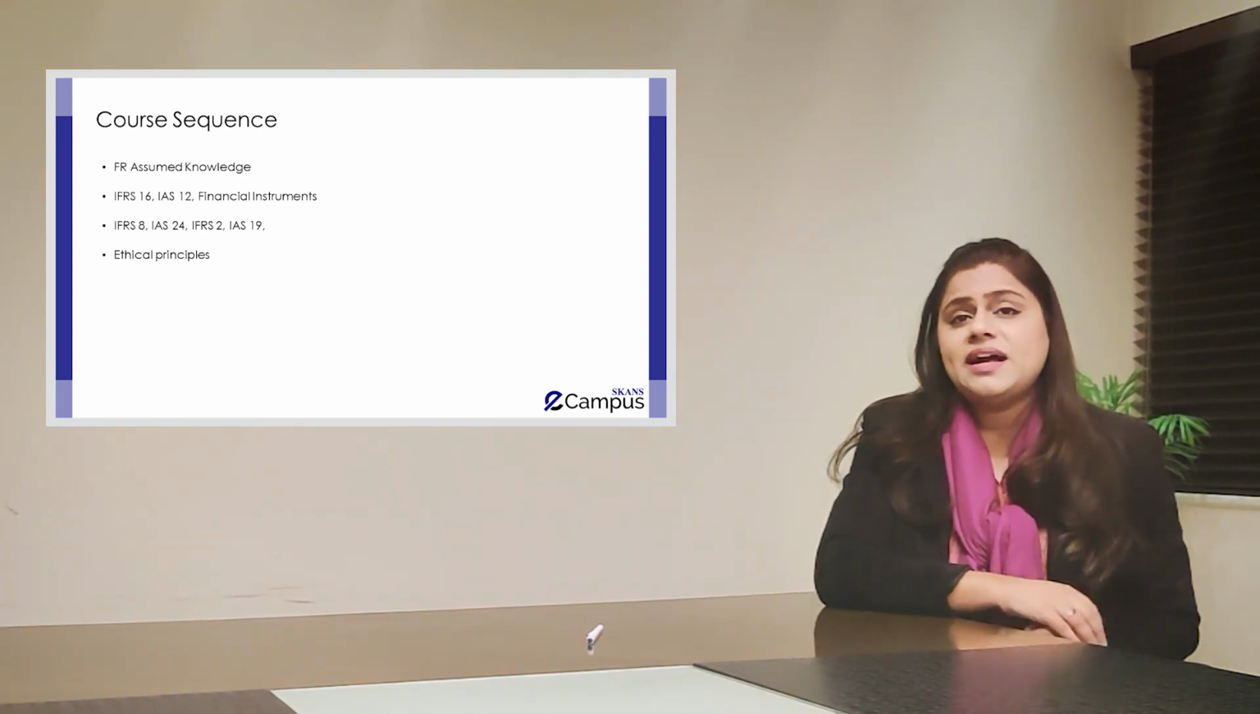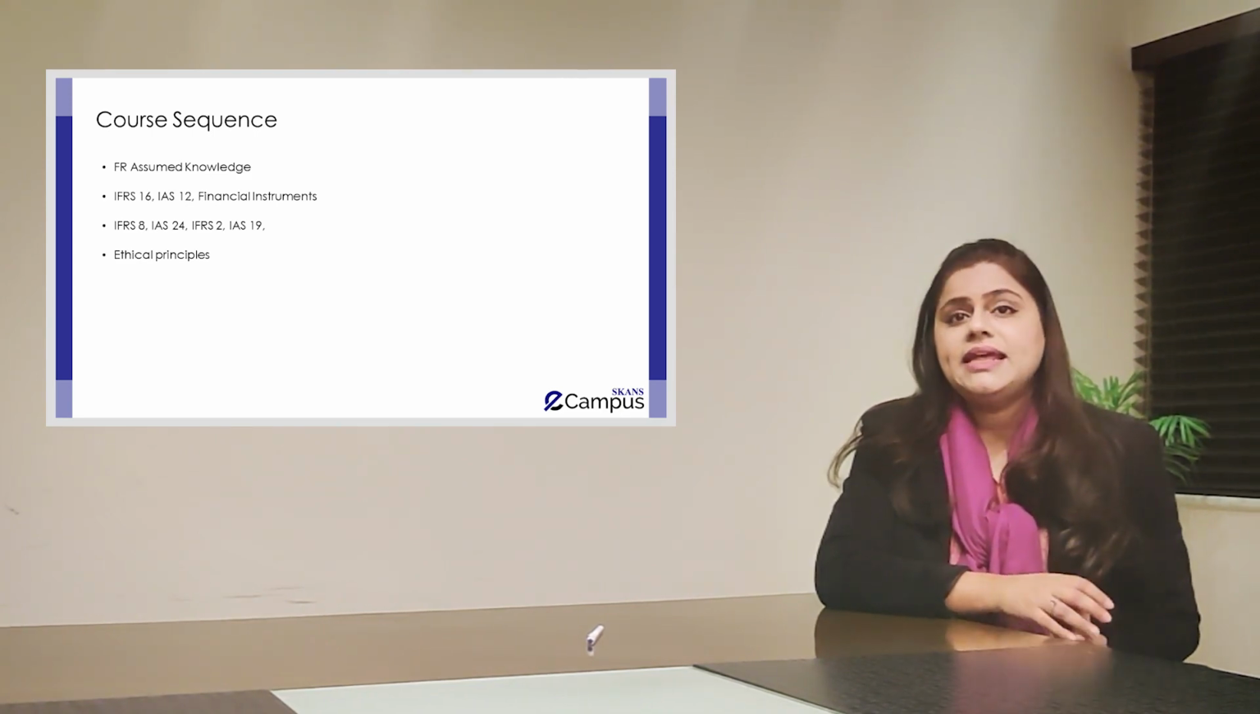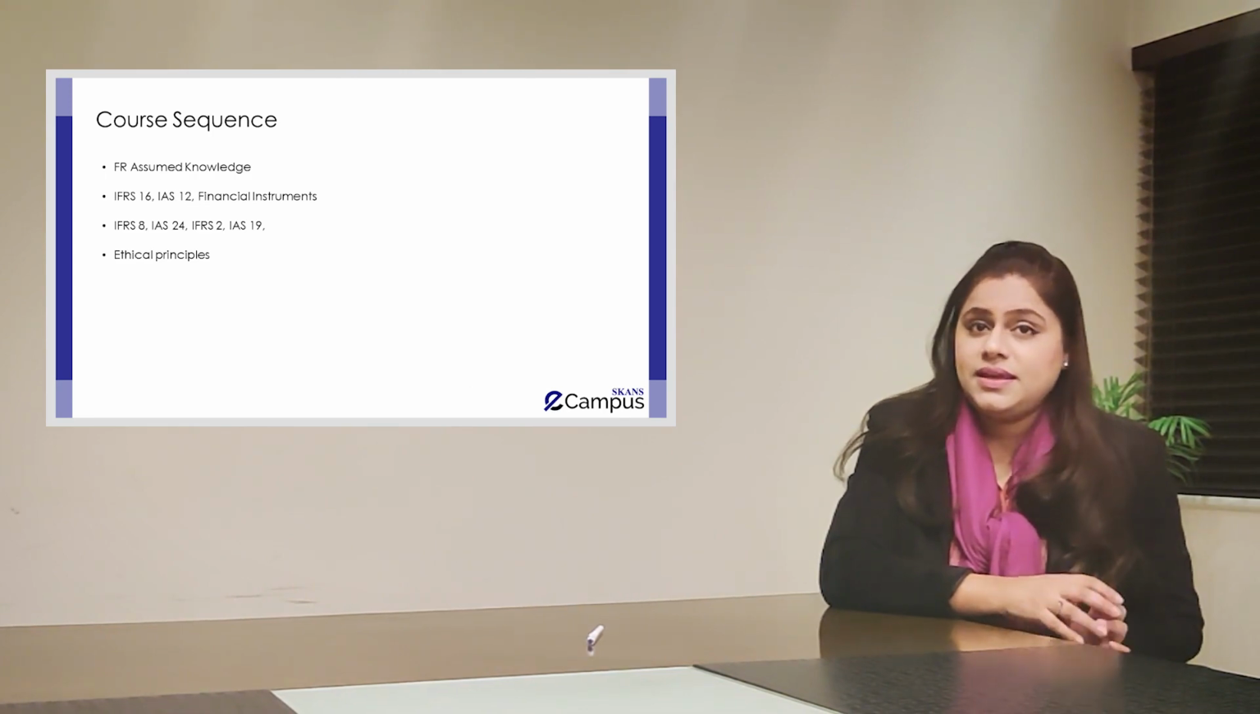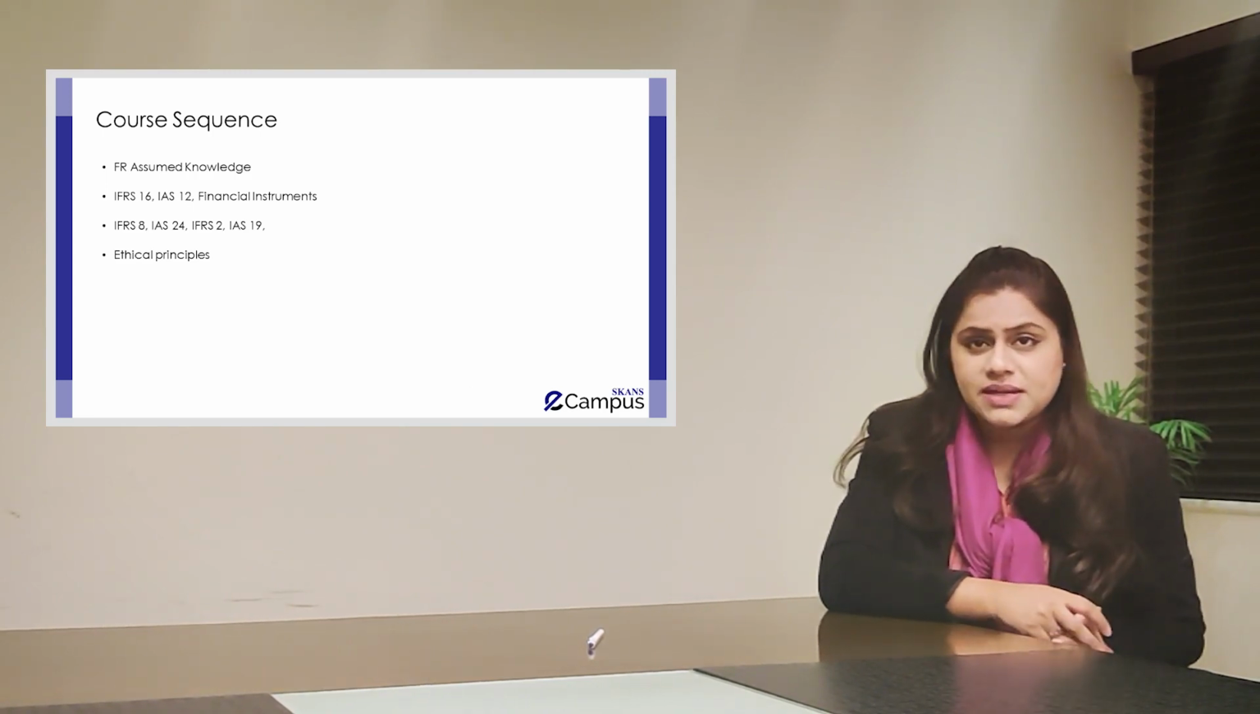Then, we will cover IFRS 16 Leases, IAS 12 Income Taxes, and financial instruments. These are the standards that were partially covered in FR. Now, complete standards will be covered at SBR level. Then, we move on to standards only covered in the SBR exam, which are IFRS 8 Operating Segments, IAS 24 Related Party Transactions, IFRS 2 Share-based Payment, and IAS 19 Employee Benefits.